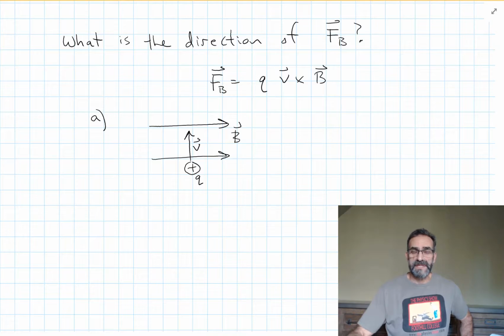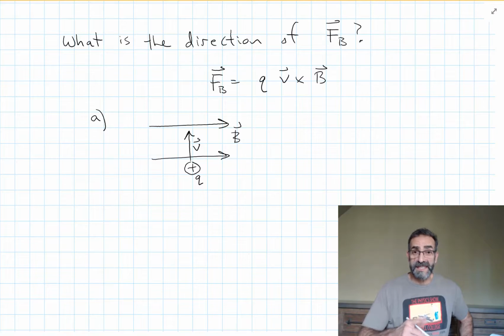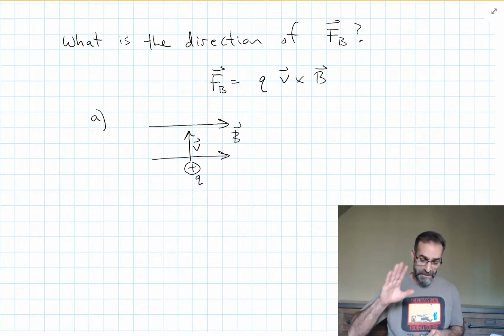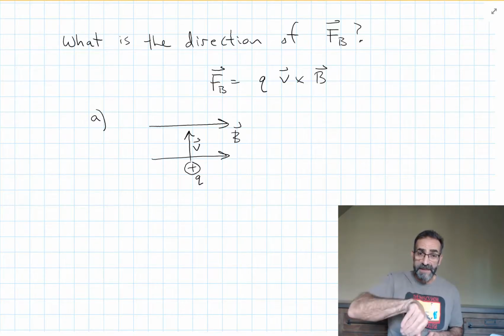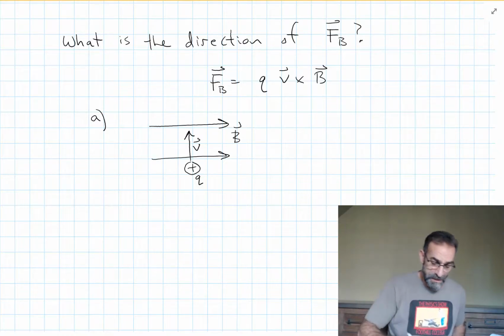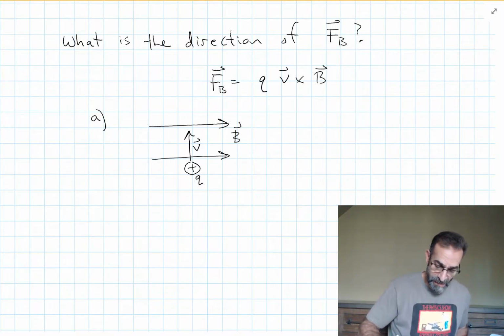Let's look at a few examples and see if we can determine the direction of the magnetic force on these charged particles moving in magnetic fields. In this case, I've got a positive charge moving toward the top of my page and a magnetic field pointing to the right. What direction is V cross B? I put my fingers in the direction of V and I roll them toward B, and in order to do that, my thumb has to point into the page, away from me. So V cross B is into the page, and QV cross B is into the page.